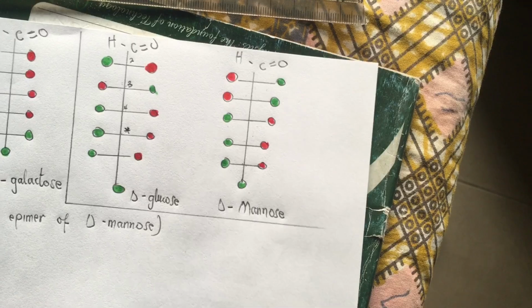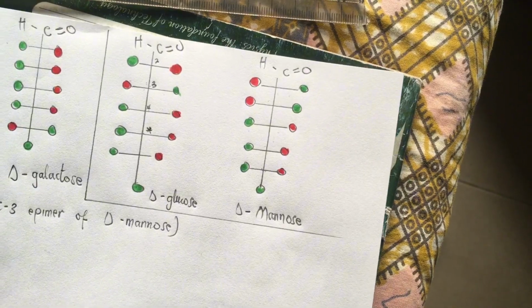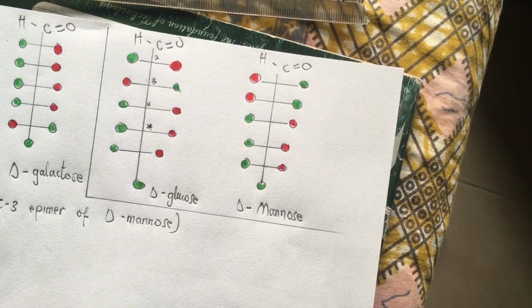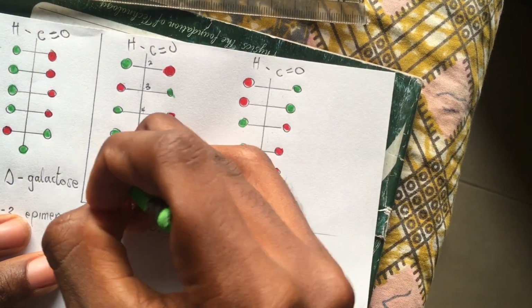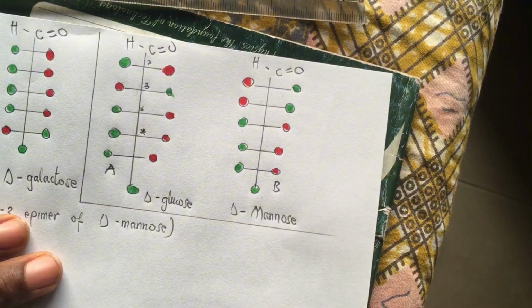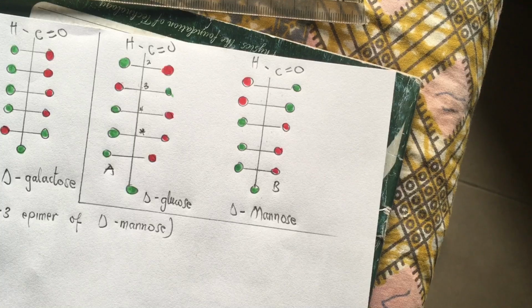D-mannose, as you can see here. So if that's it, then what is the relationship between A and B? Let's say this one is A and this one is B. So what will be the relationship between them?